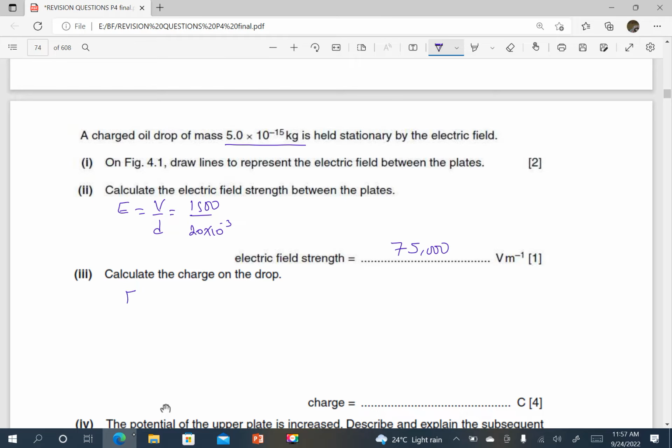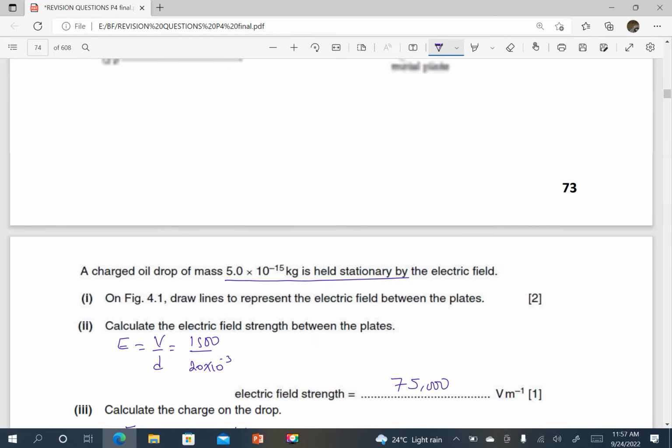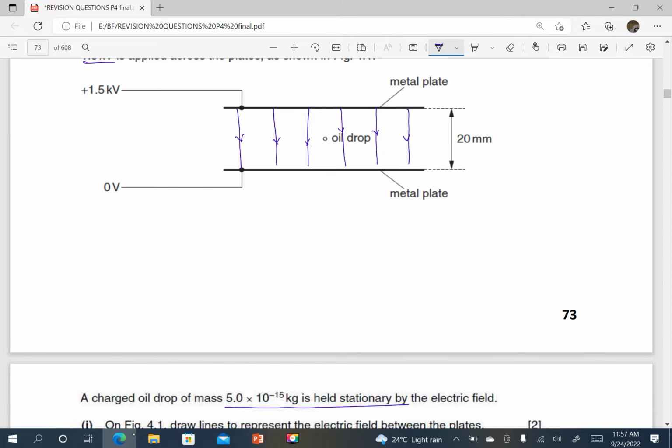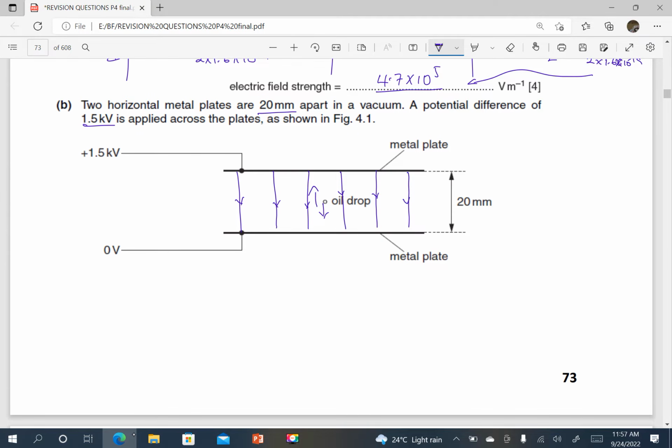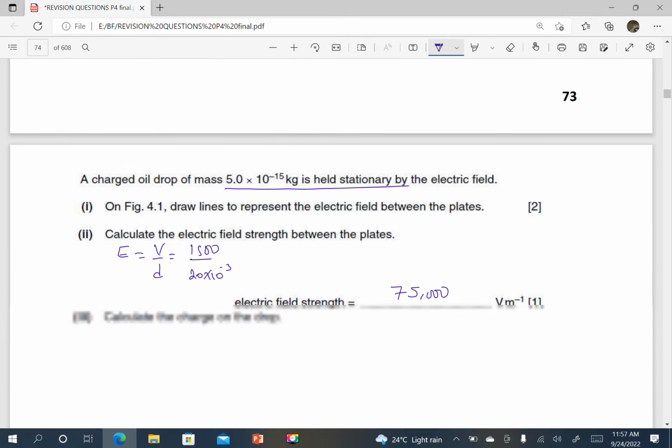Calculate the charge on the oil drop. We know that force is equal to charge times electric field strength. And we also know that the weight of the oil drop will be equal to mg, because they say it is held stationary by the electric field. So that means the charge times the electric field strength must be equal to m times g, because there are two forces acting here. The weight is acting downwards, and since it is stationary, there should be a force acting upwards. And that also gives me an idea that the oil drop must be negative if the force is to act in the opposite direction to the field.